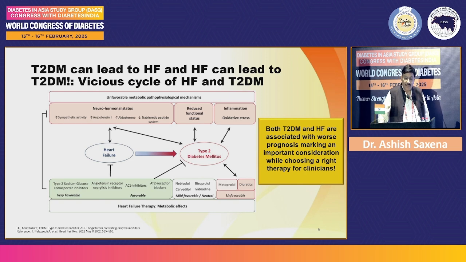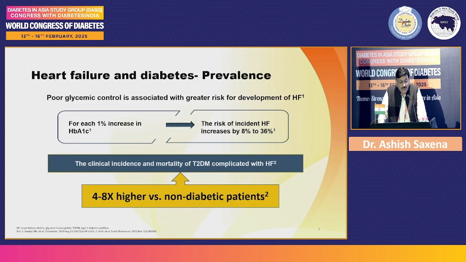It's a vicious cycle. We have diabetes, which leads to heart failure, and heart failure can lead again to diabetes, and more and more blood sugars keep on increasing, and more blood sugars keep on changing. So when we look at poor glycemic control, with every 1% HbA1c rise, the incidence of heart failure increases by about 8 to 36%, which is quite significant.